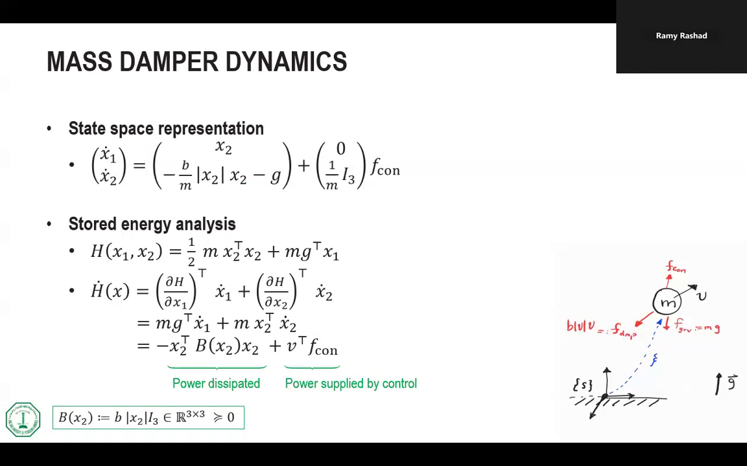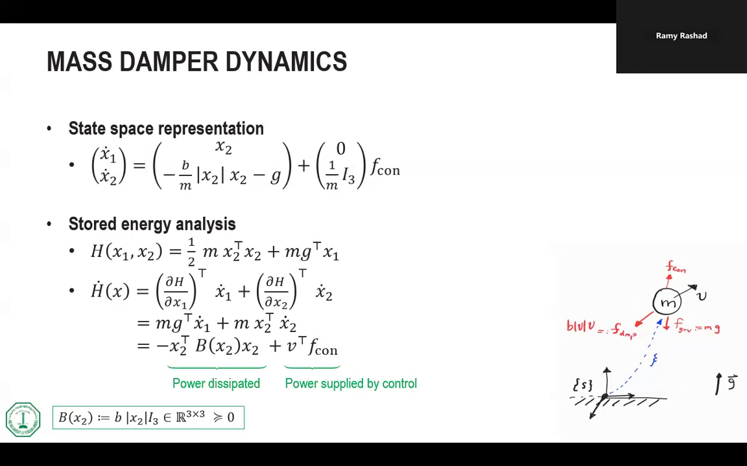X2 also is the velocity. X2 here was the velocity. Don't forget that. So X2 is a velocity, which means that minus B X2 is also like a damping force. So this is the damping force multiplied by velocity. This is velocity multiplied by F1. And by multiply here, I mean the inner product, because these are just vectors.